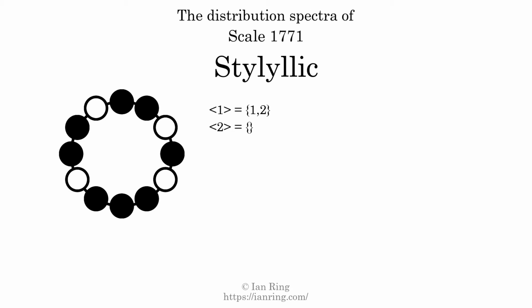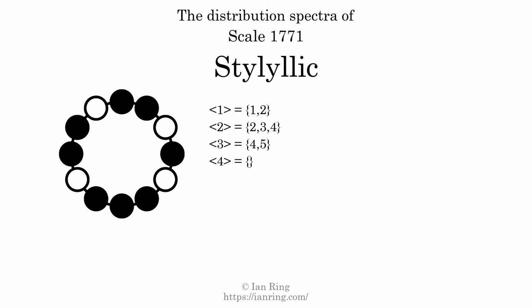The generic interval of two scale steps comes in three different specific interval sizes, 2 semitones, 3 semitones, and 4 semitones. The spectrum width of this generic interval is 2. The generic interval of 3 scale steps comes in two different specific interval sizes, 4 semitones and 5 semitones. The spectrum width of this generic interval is 1.